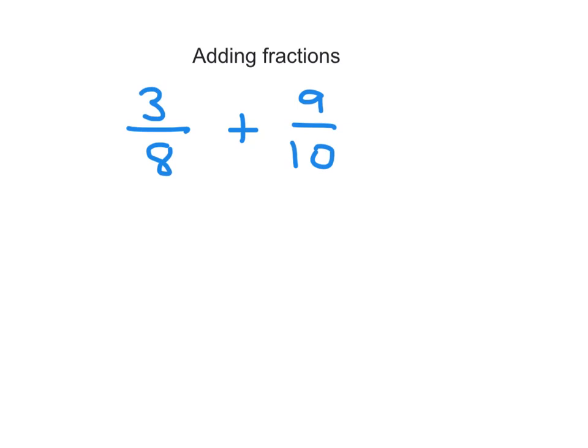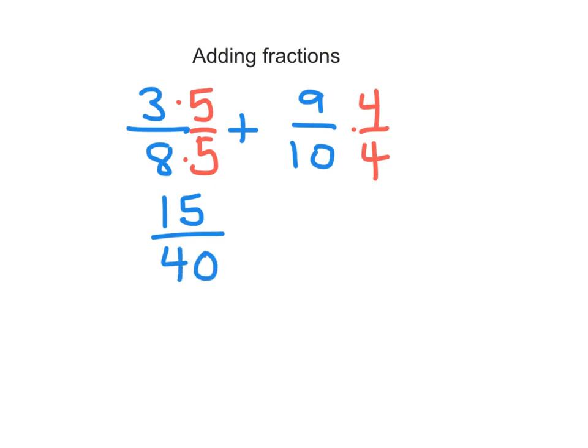In order to add fractions, we must have a common denominator, ideally the least common. Looking at these two fractions, the least common denominator would be 40. So we multiply the first fraction by 5 and by 5, and the second fraction by 4 and by 4 to make equivalent fractions. The equivalent fraction for 3/8 would be 15 over 40. The equivalent fraction for 9/10 is 36 over 40.